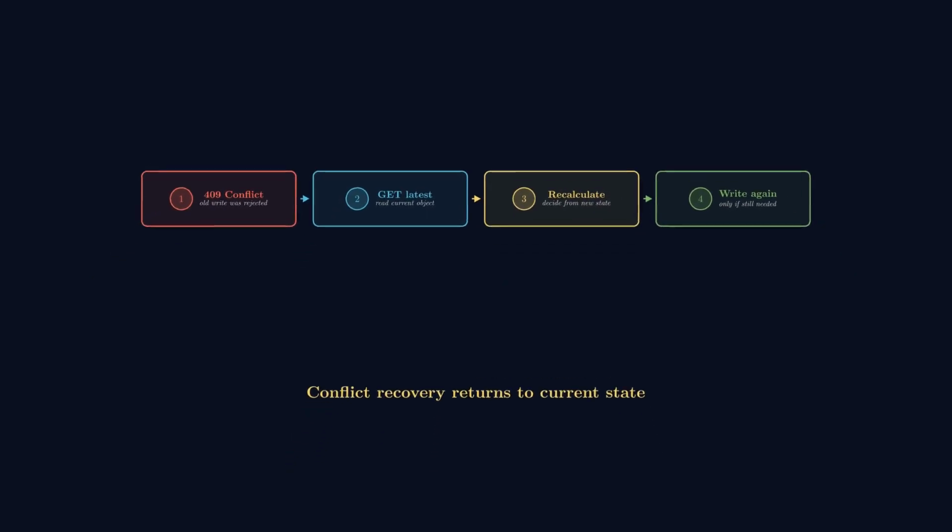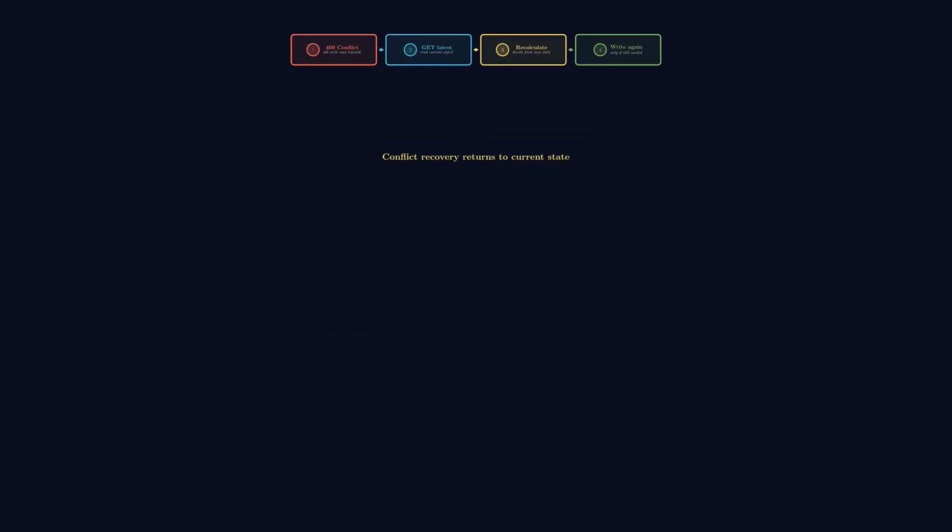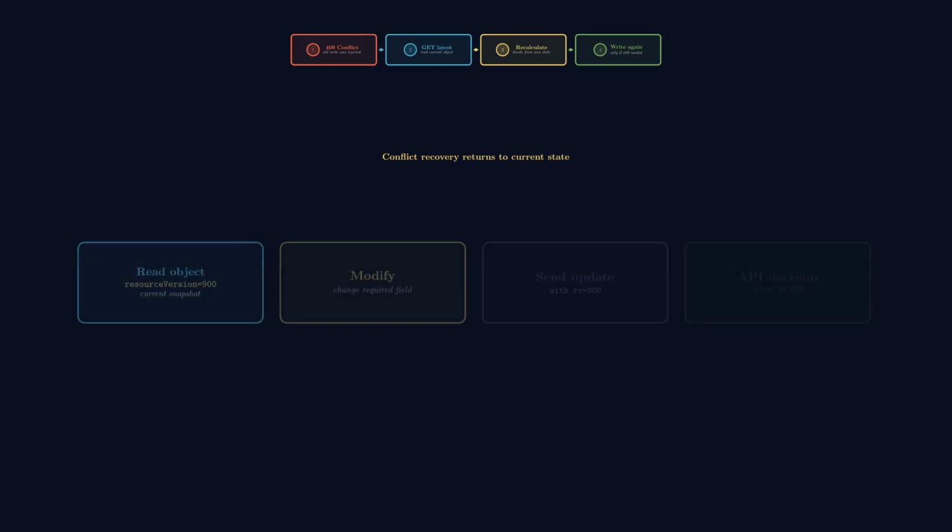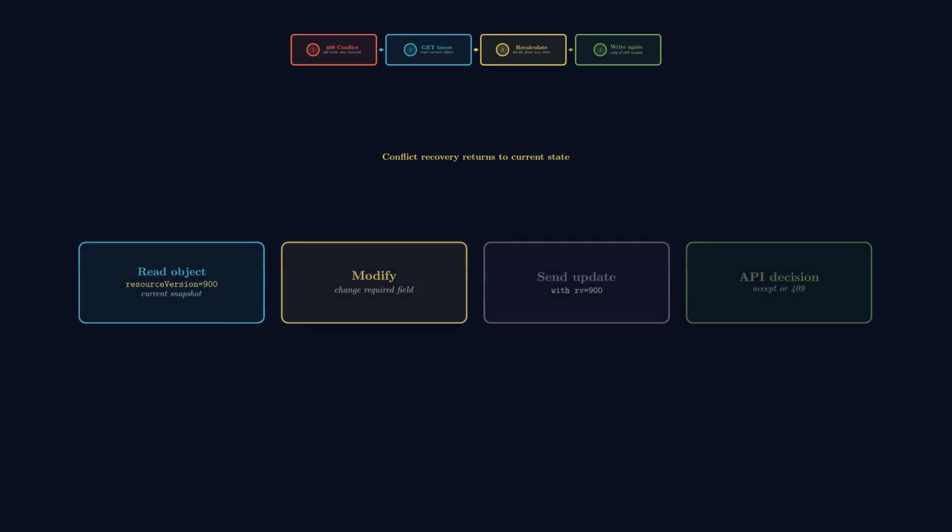For an update to an existing Kubernetes object, the pattern is simple. Read the object and remember its resource version. Change only what you intend to change, then send the update with that version. If nobody changed the object first, the update succeeds. If someone did, the conflict forces the controller to reread.